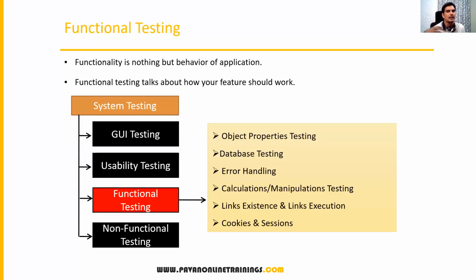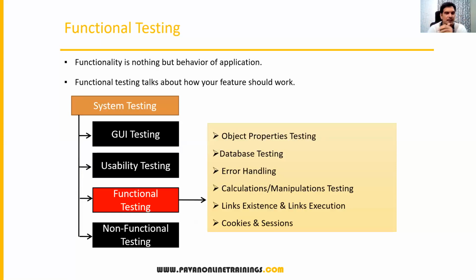Here our main focus is not on the UI elements. Our focus is on the functionality of the elements. Simple example, guys. In GUI testing, suppose I have a text box. What you will check is whether the text box is properly aligned or not, the size, width and length of the text box, and where exactly the text box is placed. This we focus on as part of GUI testing.